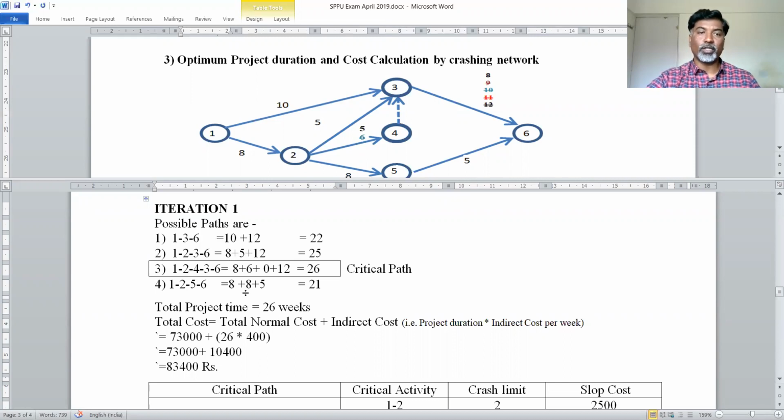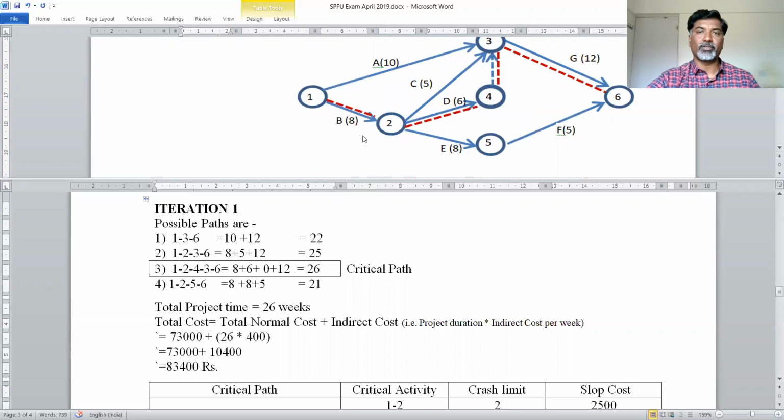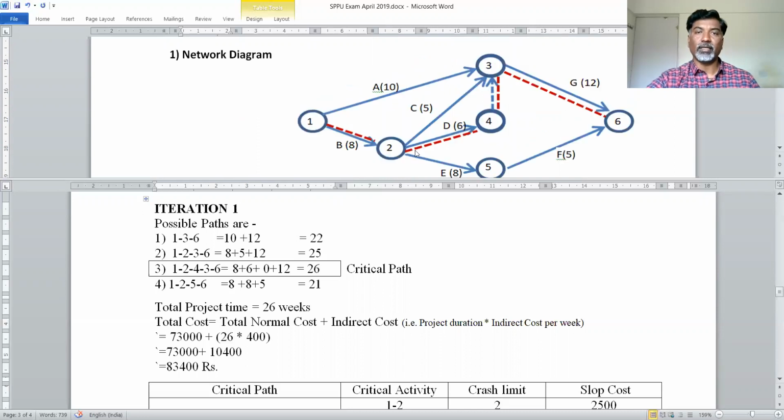For each path, you have to identify the total duration to complete the particular path, and when you calculate the total time required for each path, from that you have to identify the path which is having maximum value, and that is your critical path. So in this case, the path 1 to 2, 2 to 4, 4 to 3, and 3 to 6 is my critical path. That is shown in this diagram with the red line. So red line indicates my critical path.